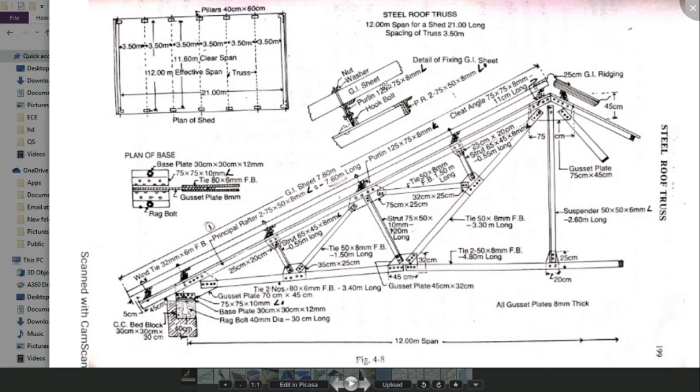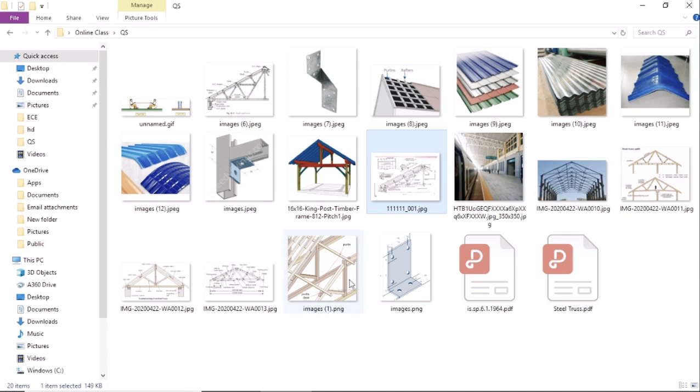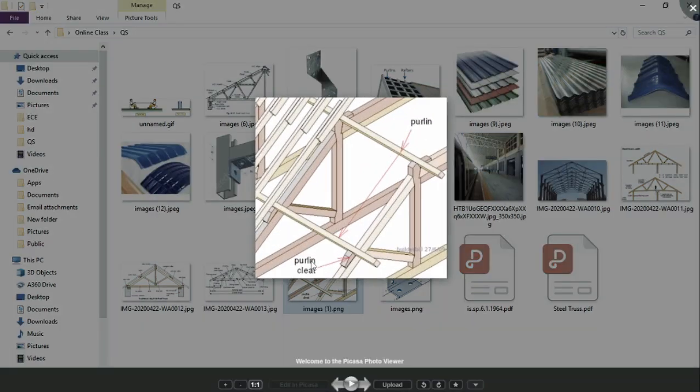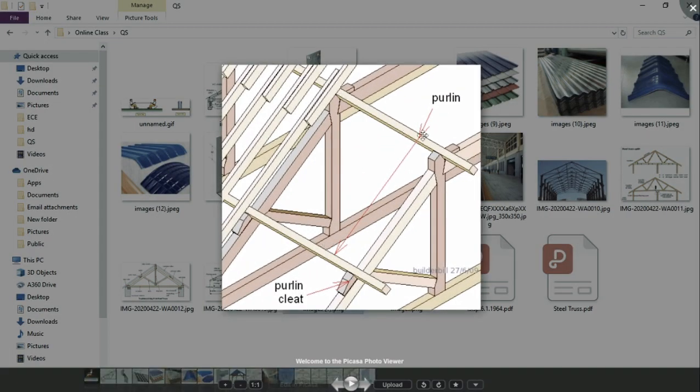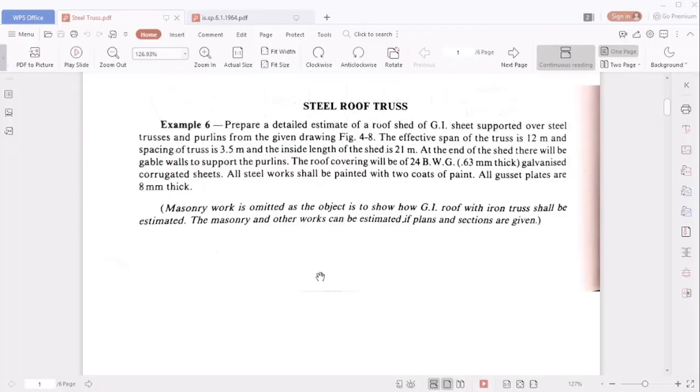So these are the GI sheets. They are connected through the purlin. Cleat angle is there, hook bolt is there. So this is the detail of GI sheet fixing. Then we'll go to the problem. I have shown you all. So these are the purlins, the horizontal members. Now we'll go to the problem so we can understand in depth.